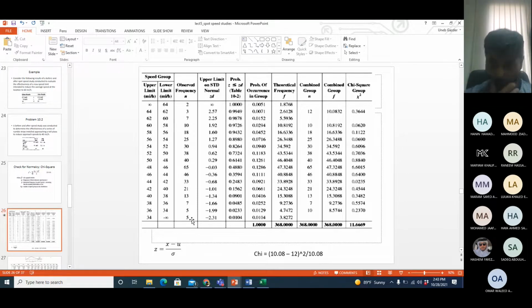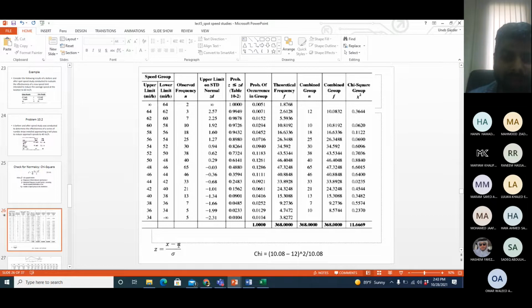Now for each group, you will take the upper limit and convert it to its equivalent z value. So the fourth column is for the z value. How to calculate the z value? I have this equation: z equals x minus mu upon sigma. What is x? The values from the upper limit column. What is mu? The mean of the data.